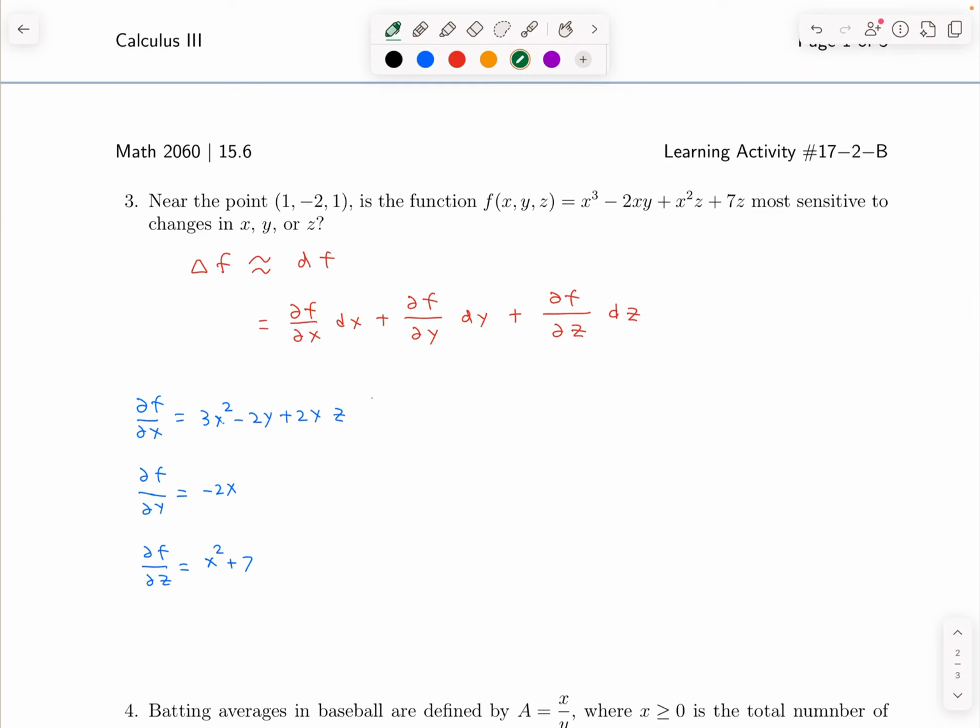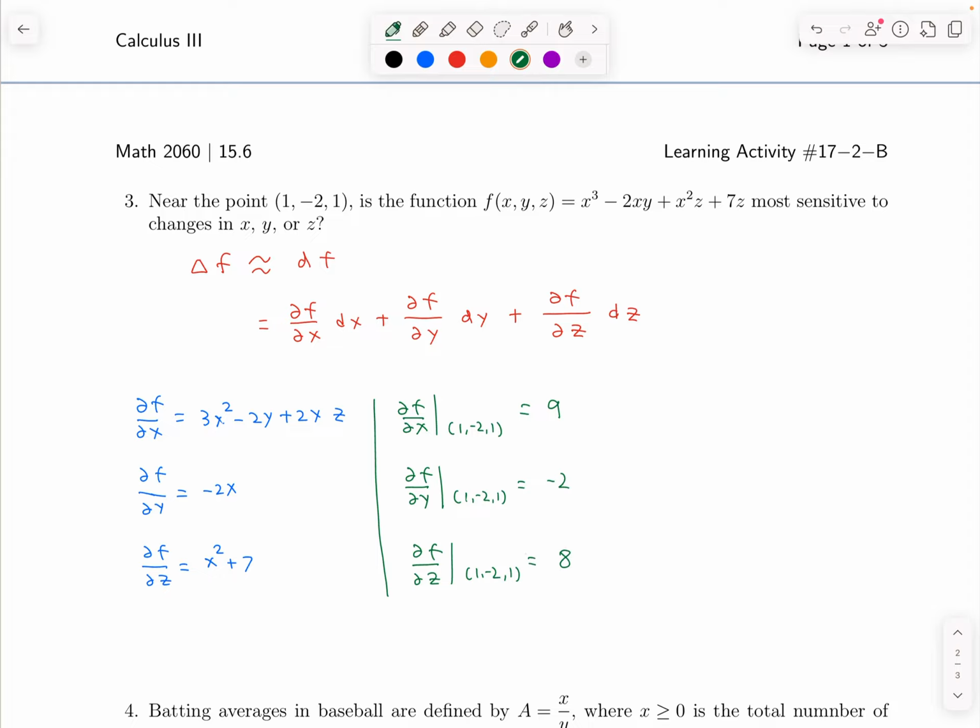So that means right here, your partial f over partial x at the point (1, -2, 1) should be, we have 3 plus 4, that would be a 7, and then plus 2, that would be a 9. Okay, good. Partial f over partial y at (1, -2, 1). This is more straightforward, -2. Partial f over partial z at (1, -2, 1), and that will be 8.